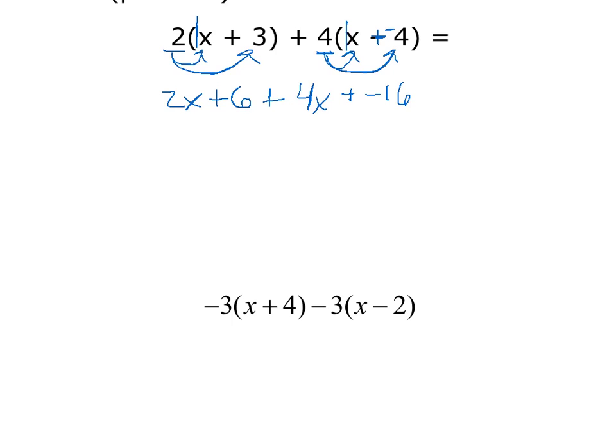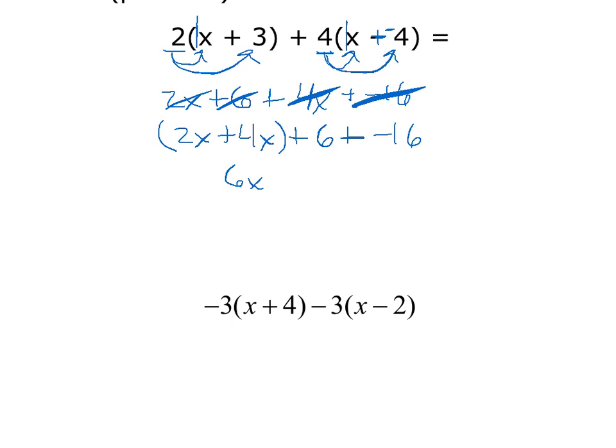Now that I've got my distributions done, Denzel? Commute. So 2x plus 4x plus 6 plus negative 16. So I got my 2x, I got my 4x, I got my 6, I got my negative 16. Good. Didn't lose anything there. And now I can combine my like terms. And now I need to do my cleanup. I don't have any coefficients of 1, but I do have adding a negative, so I'm going to change switch that back to a subtraction.